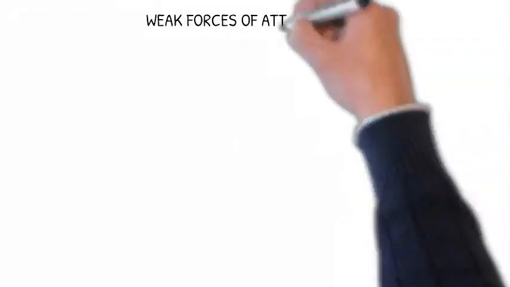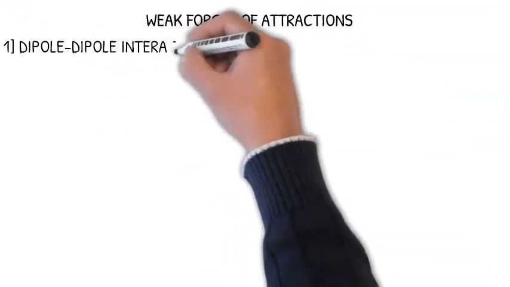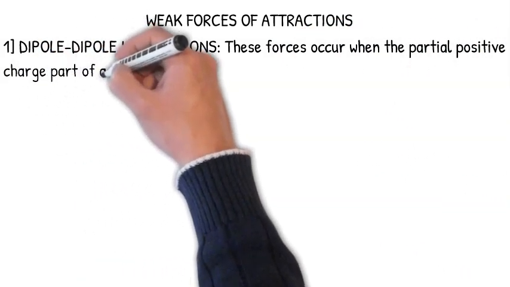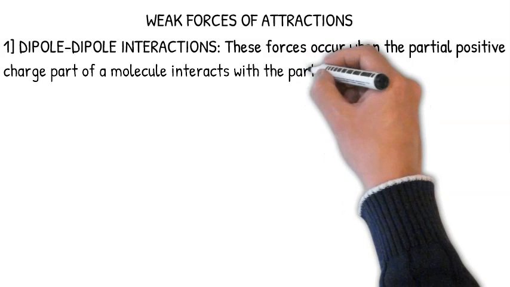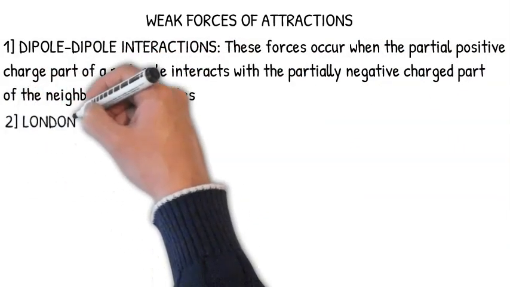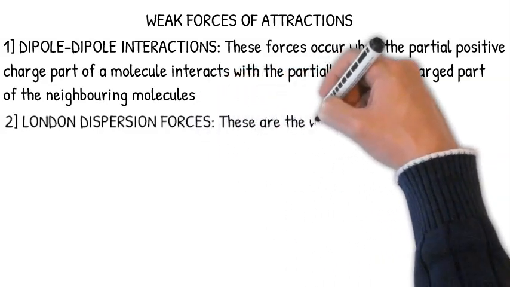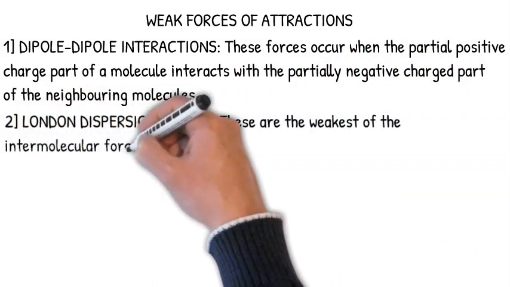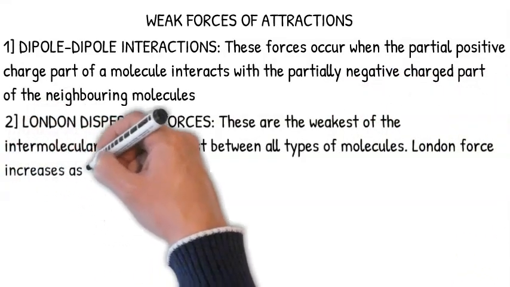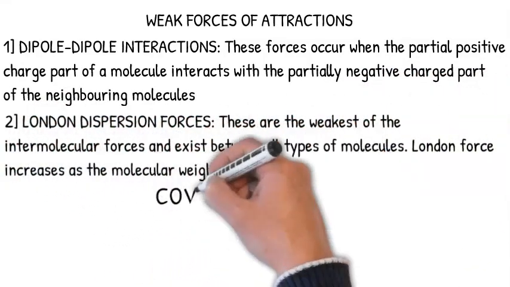Weak forces of attraction. Number 1. Dipole-dipole attractions. These forces occur when the partial positive charge part of a molecule interacts with the partially negative charge part of the neighboring molecules. Number 2. Random dispersion forces. These are the weakest of the intermolecular forces and exist between all types of molecules. Random forces increase as the molecular weight increases.